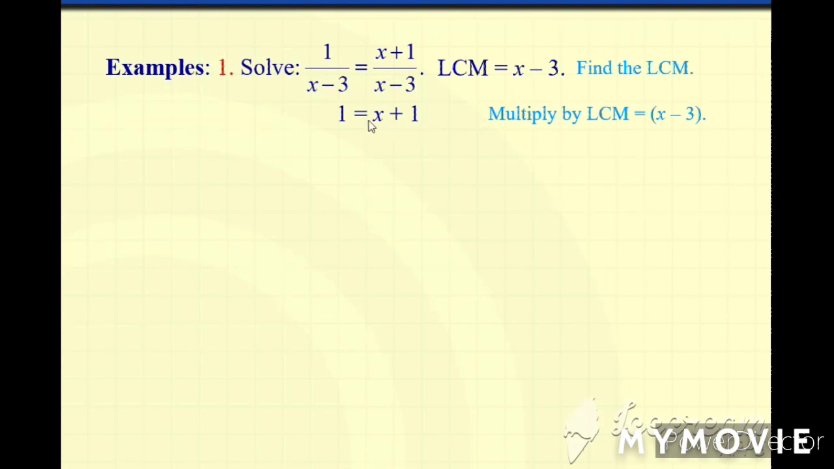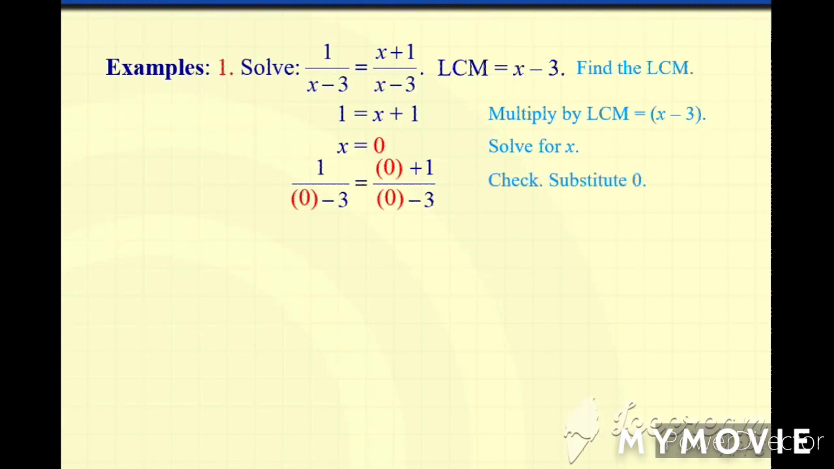Solving for x, we will transpose positive 1 here to the left side. It becomes 1 minus 1. So x equals 0. Solve for x. Again, x is equal to 0. When you check, substitute the value of x, which is equal to 0: 1 over 0 minus 3 equals 0 plus 1 over 0 minus 3. The 0 here is taken from the value of x from our given equation.